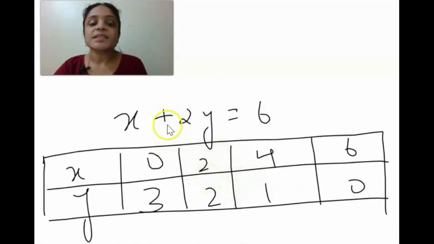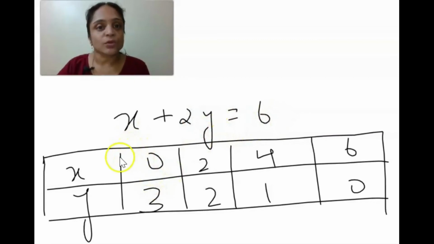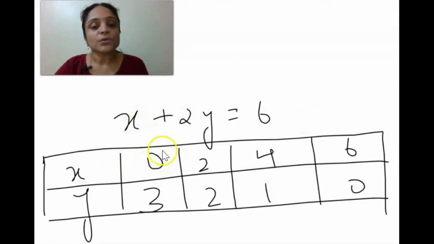Consider the example x plus 2y equal to 6. When you take 0 for x, you will get 2y equal to 6 and y equal to 3. So, solution is 0, 3. You know how to write solution in ordered pairs. In a curved bracket, you can write 0, 3. Now, when you take x as 2, 2 plus 2y equal to 6, which means 2y equal to 4 and y equal to 2. So, you can write it in a table like this.